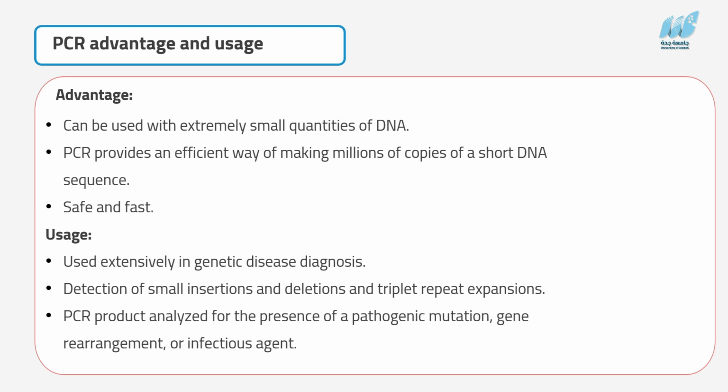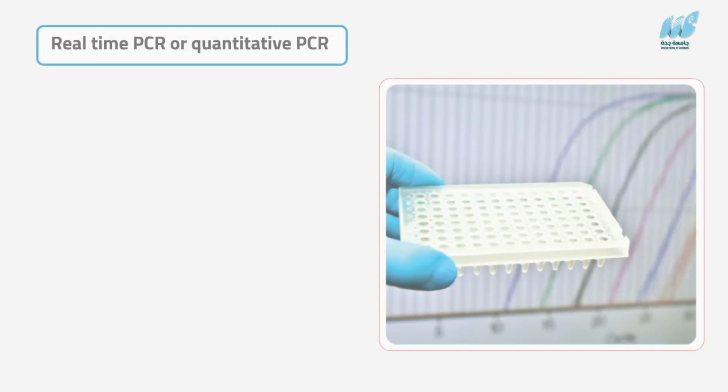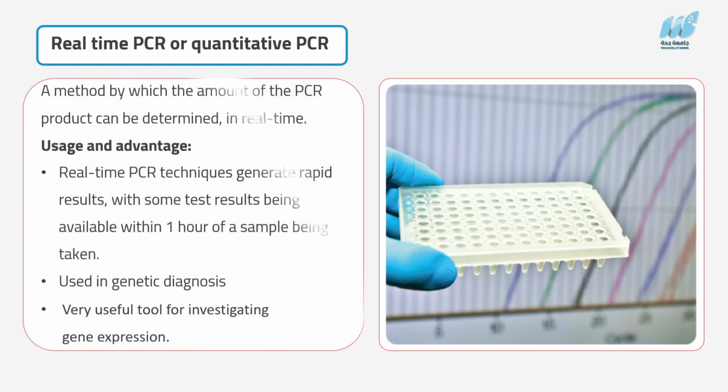This technique is now widely used for assessing genetic variation, and for diagnosing genetic diseases, including mutation identification, detection of small deletions, and triplet repeat expansion. Another method used is real-time PCR, or quantitative PCR, a method by which the amount of PCR product can be determined in real time in a quantitative way.